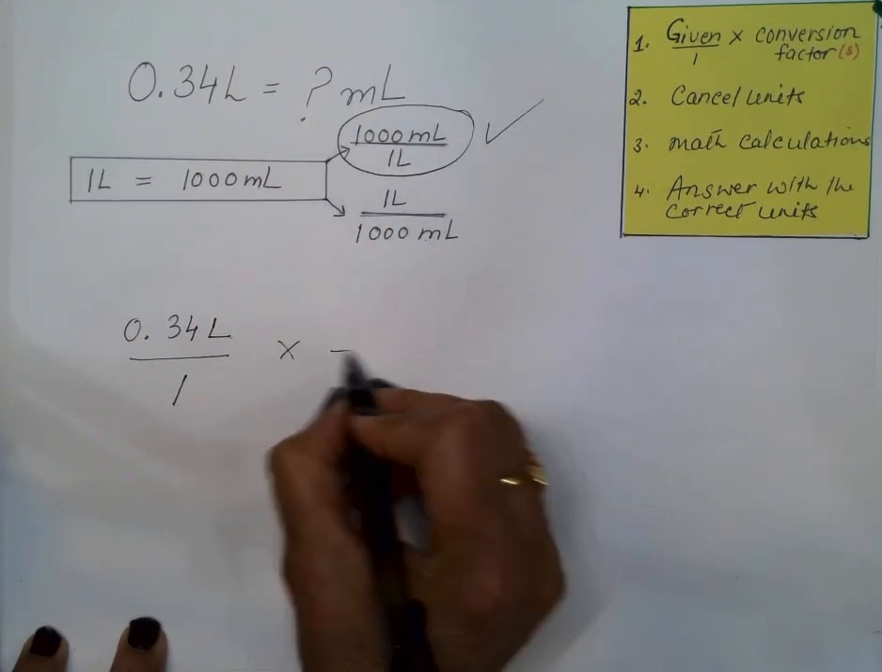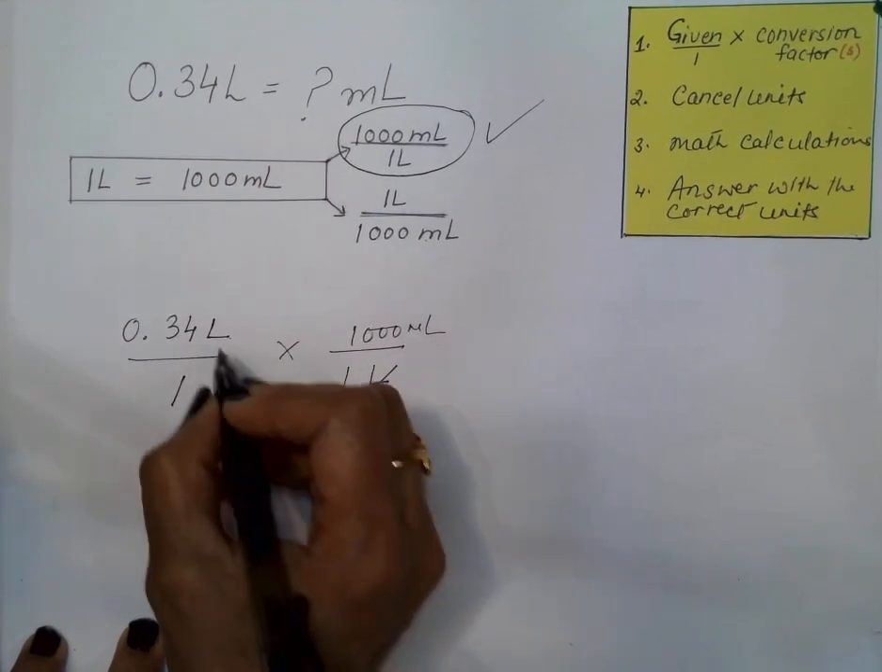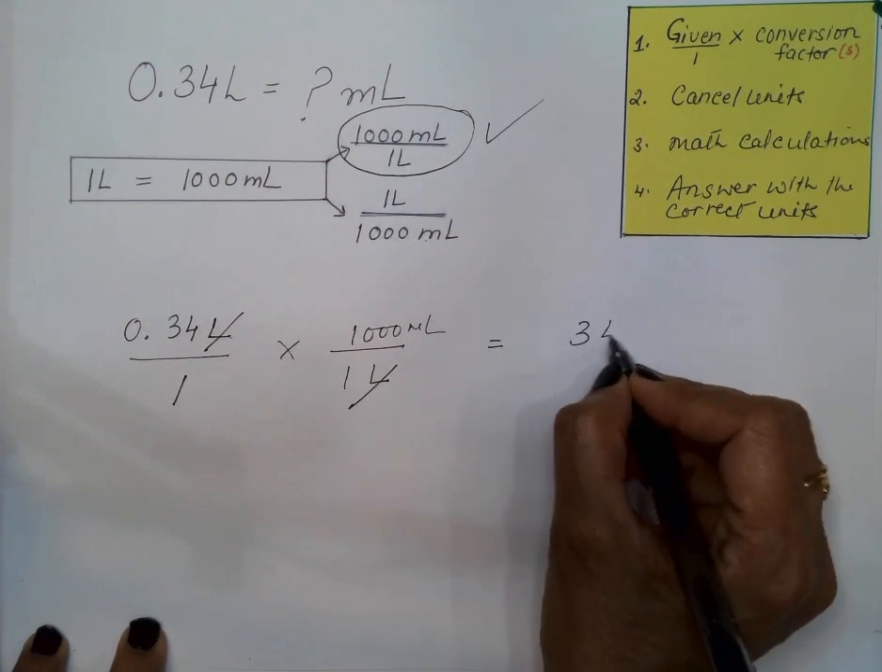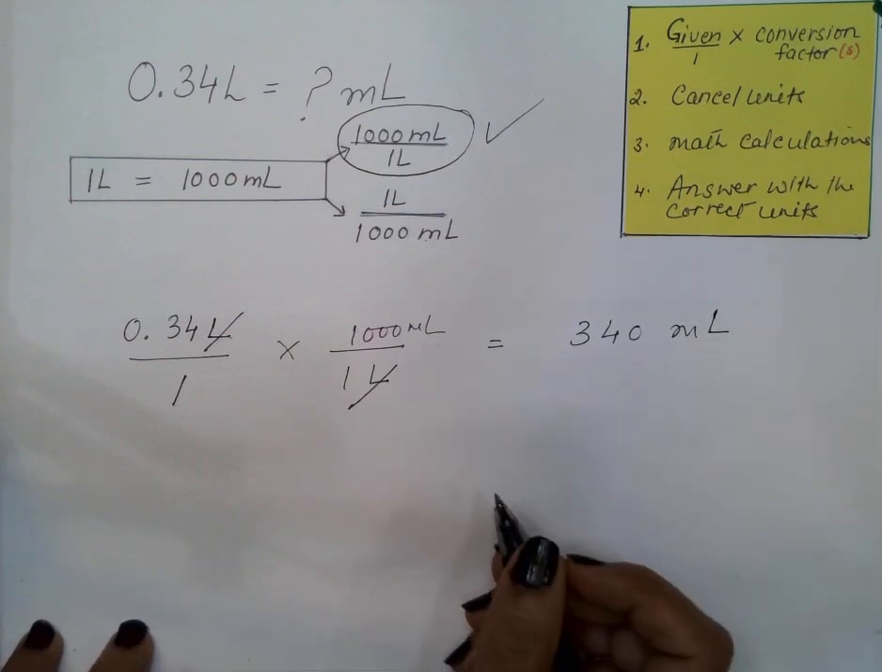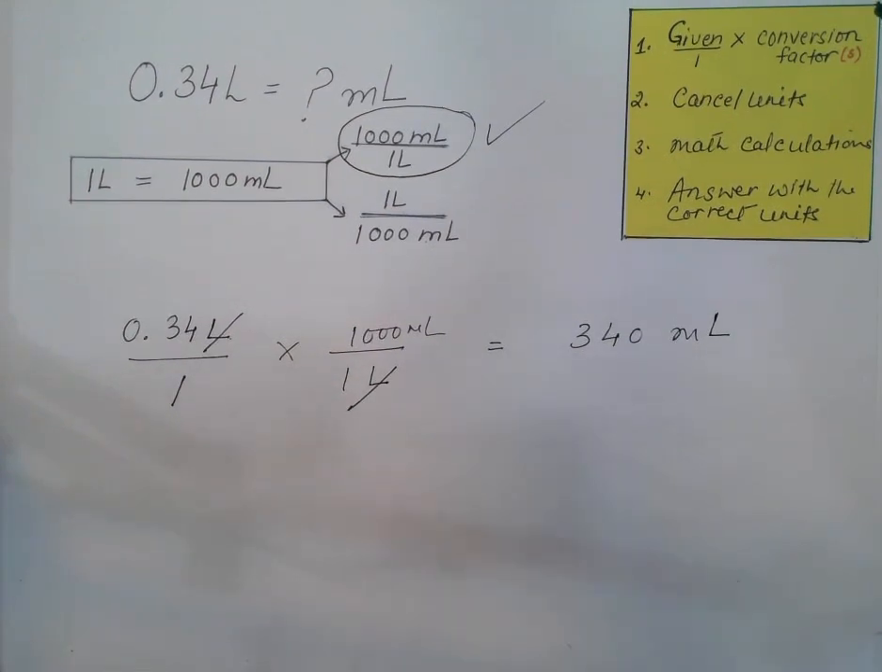Alright. So here you go. Liters and liters cancel out. When you do the math, you're going to get 340 milliliters. Don't forget the units and don't forget the sig figs. 2 sig figs here, 2 sig figs here. Let's do the other problem.